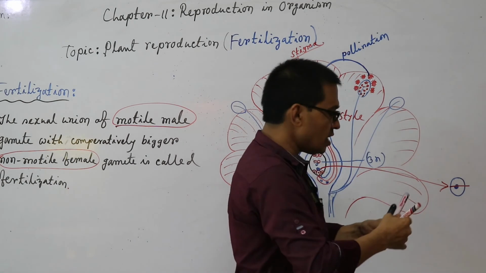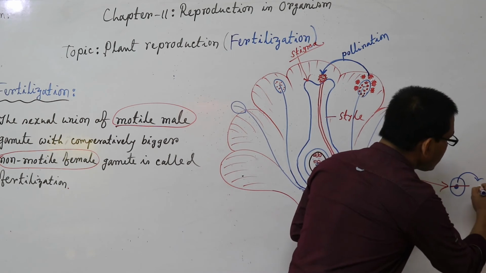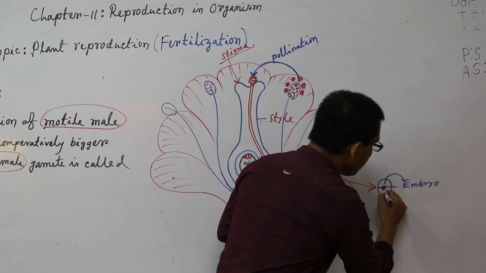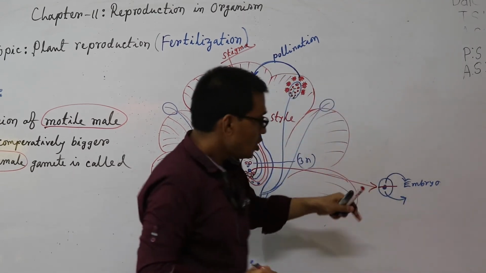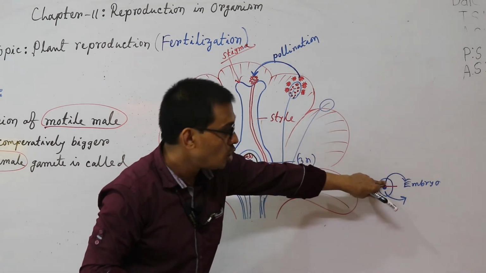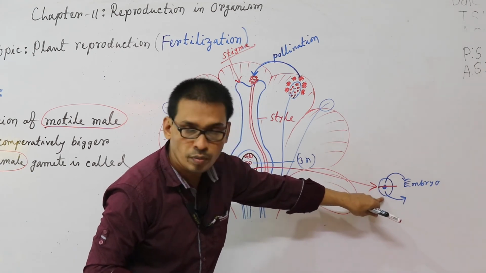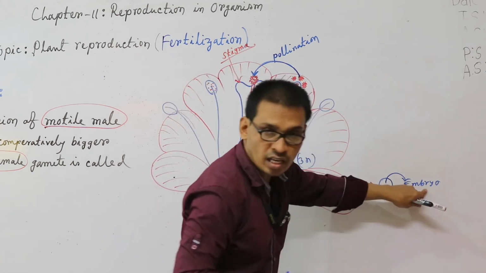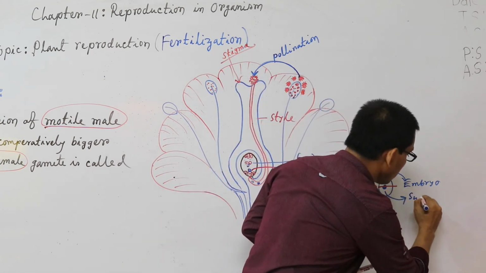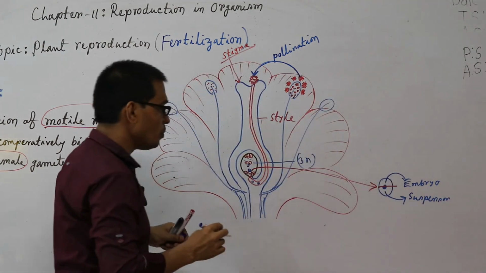When the zygote divides transversely, the upper side cell will be known as the apical cell, and the basal side cell will be known as the basal cell. The apical cell forms the embryo, and the basal cell basically forms the suspensor of the embryo.